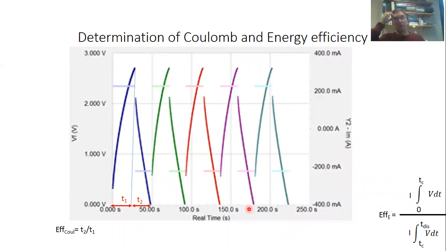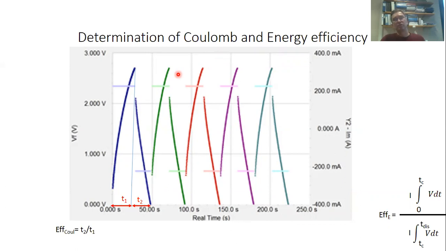Now, how can we determine how efficiently our supercapacitor works? There are two major performance criteria to consider here. One is the so-called Coulomb efficiency, and the other one is the energy efficiency. These two are actually not the same, so we have to distinguish them carefully. So what do we mean by Coulomb efficiency?